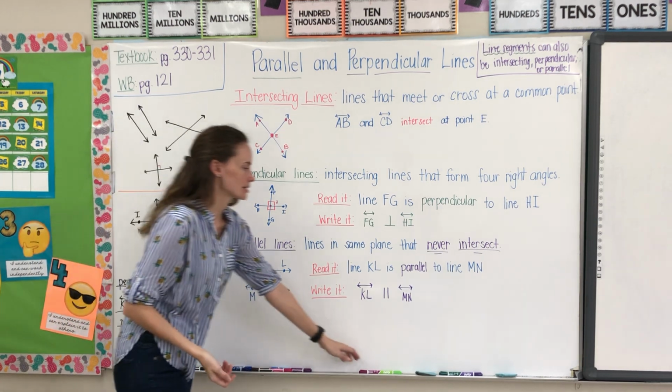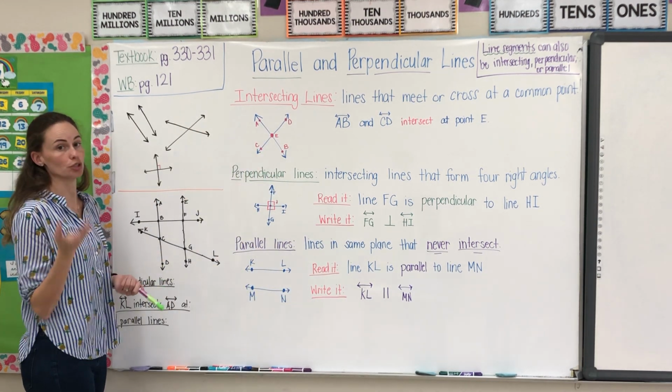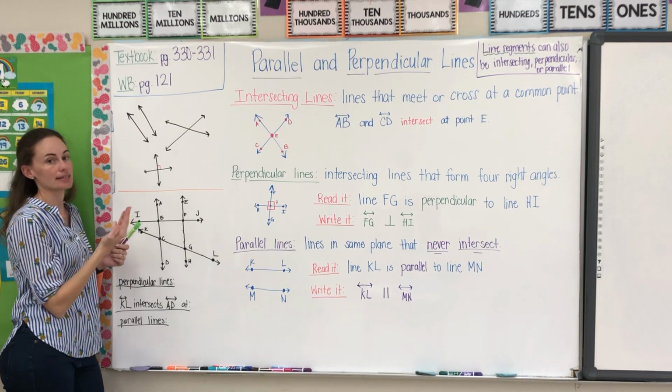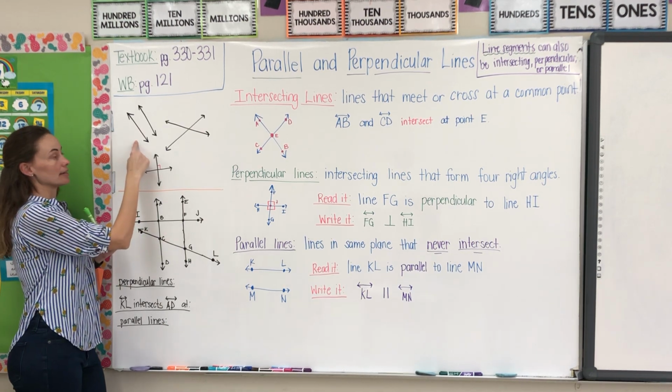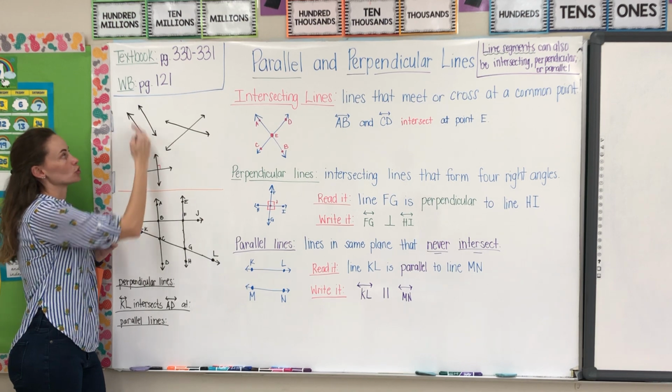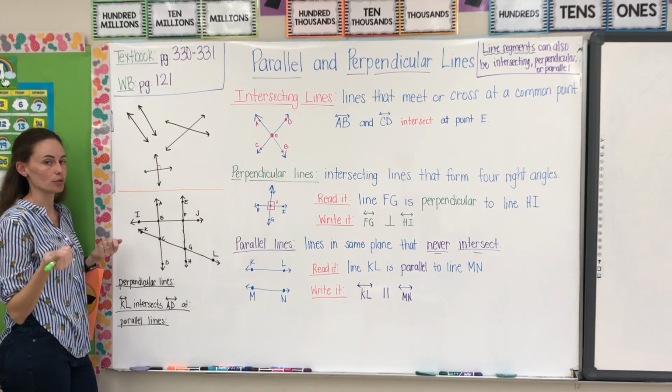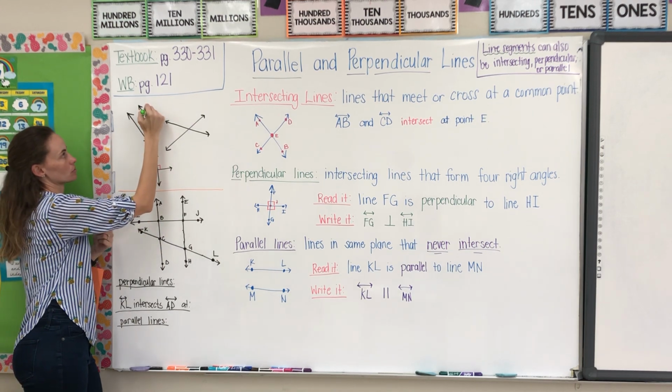Okay, so let's go over some examples quickly so that then you can do your workbook page. So for example, if they're asking you to identify the type of line, this one would be what? They're 2 lines, they're going the same way, and they're not going to cross. So what are those called? Parallel lines. Right, so great.